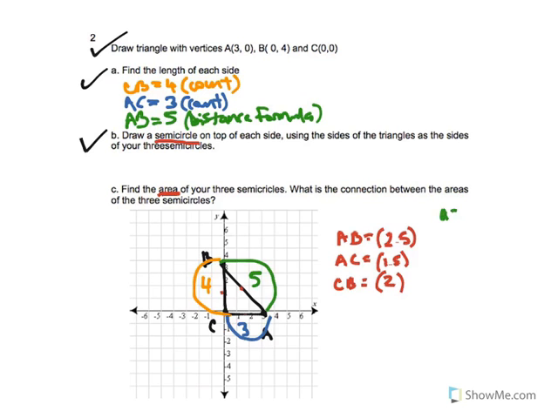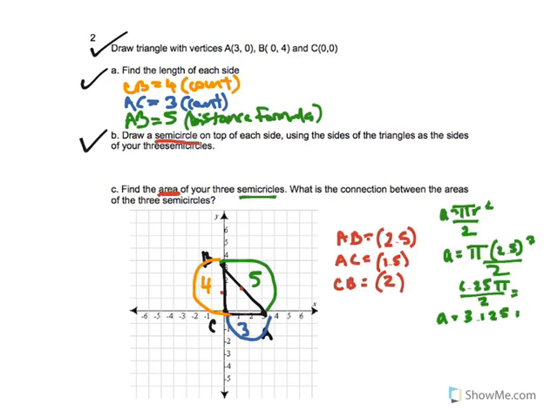The formula for area is area equals pi r squared. However, that's for a circle. We're dealing with semicircles, so we're going to divide it in half. So the area is equal to pi times the radius that we found, which is 2.5 squared over 2. And we get 6.25 pi over 2 is equal to 3.125 pi. So the area of this semicircle here is 3.125 pi.